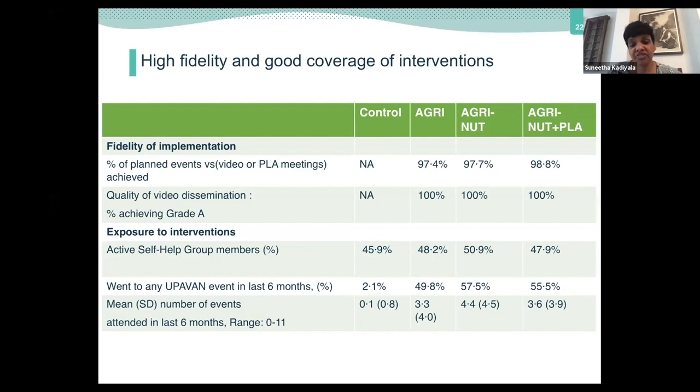And somewhere between 50 and 58% of women went to any UPAVAN event in the last 6 months. And between 3.3 and 4.4 dissemination events were attended in the last 6 months out of a possible 11. And these exposure indicators are somewhat similar to what you find in effective interventions such as these, from what we gather from other studies. Next slide, please.